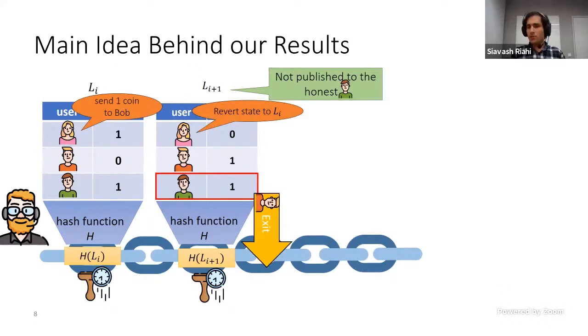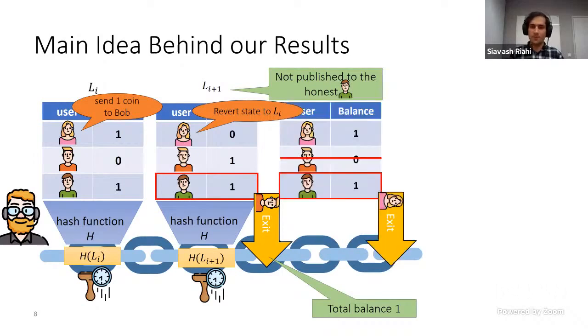Now, Bob tries to exit from the system. This is a completely legal exit. He actually owns one coin in the system. He should be able to withdraw it. After this exit, the total balance of the plasma system would be reduced by 1. So the total balance would be 1 because Bob has exited one coin. So we would end up in the following situation. Alice claims that she has one coin, Charlie has one coin indeed, and Bob is gone. But there is only one coin in the system.